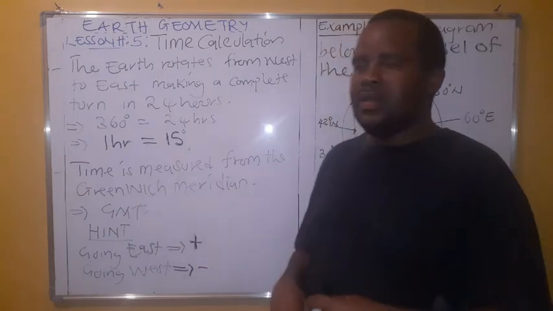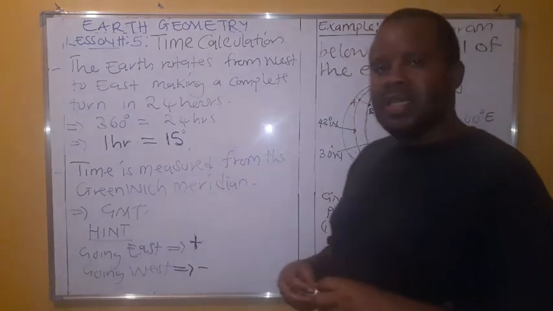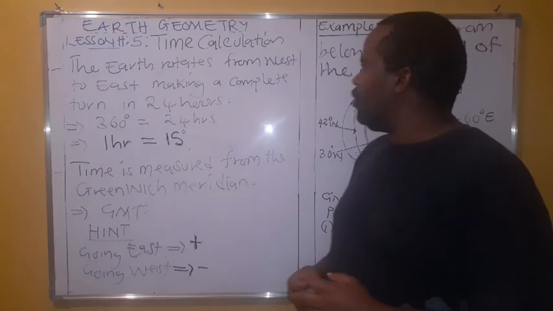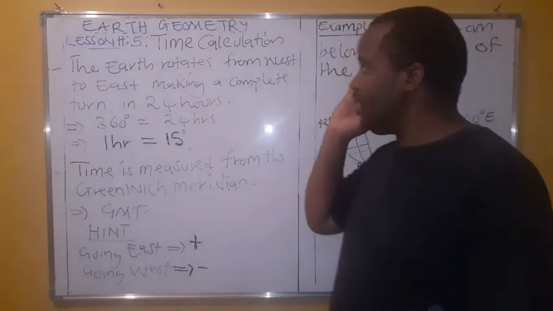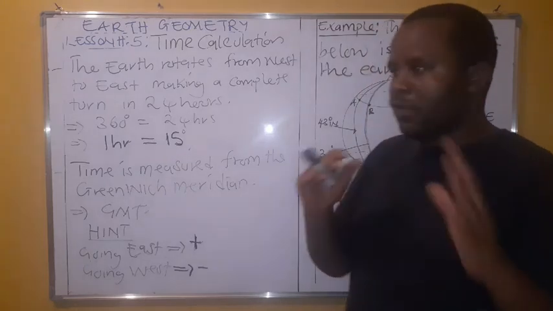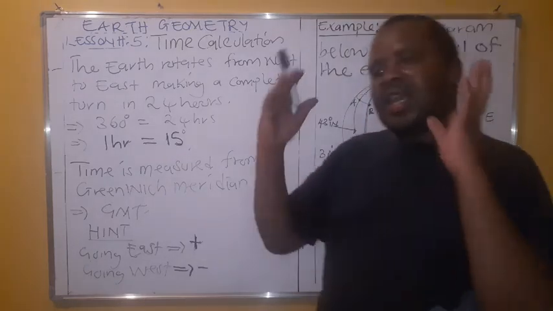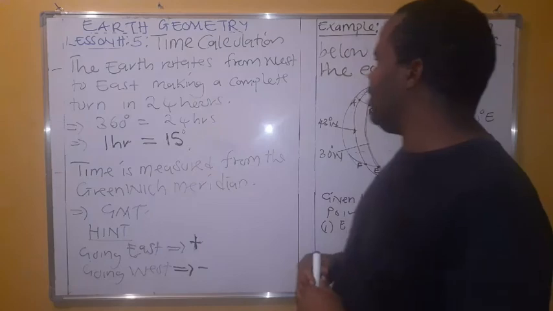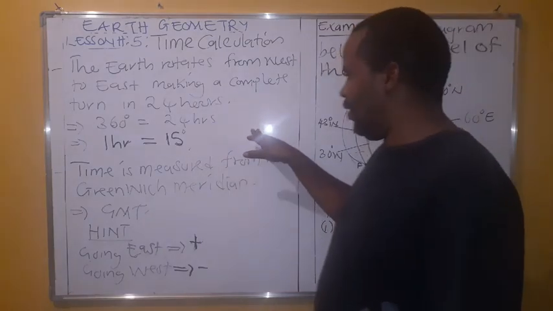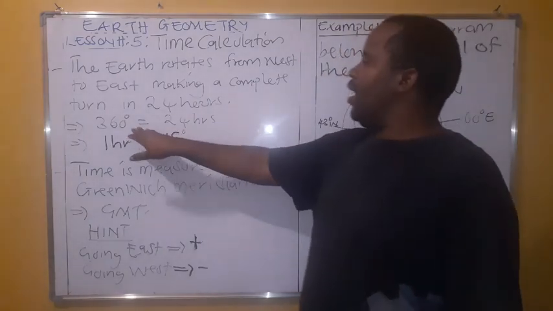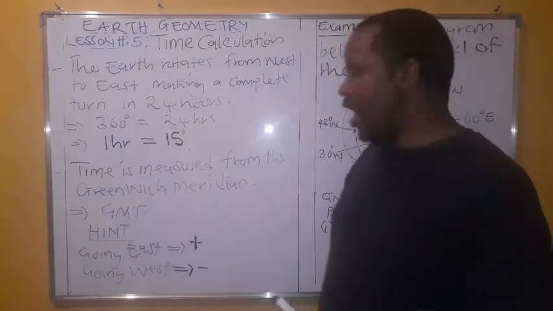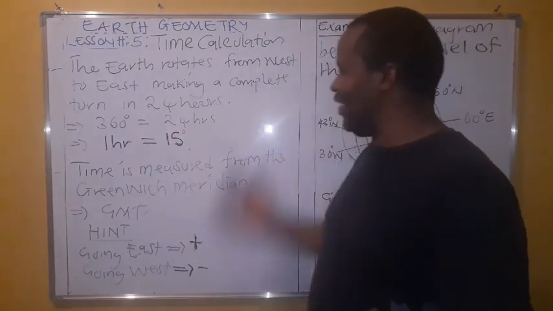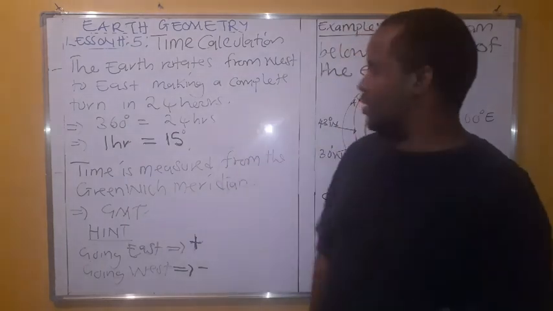All right. So each time you are looking for time, you check for the longitudes. Now again, take note of the fact that the Earth rotates from west to east, thereby making a complete turn in 24 hours. So in other words, in 24 hours you have a complete turn, which is 360 degrees. What that means is that in 1 hour you have 15 degrees. In every 1 hour there is 15 degrees that is gained or lost.